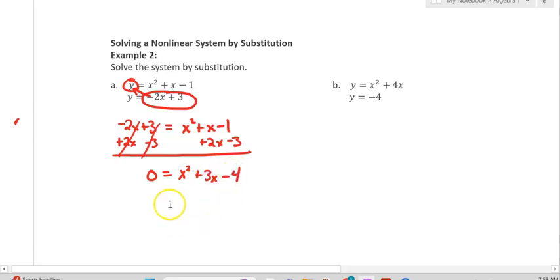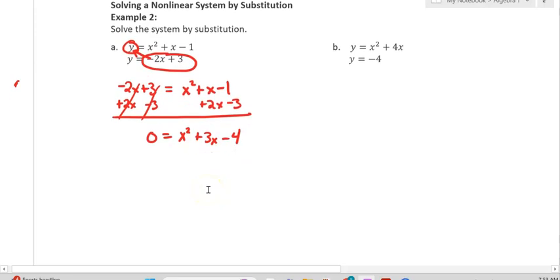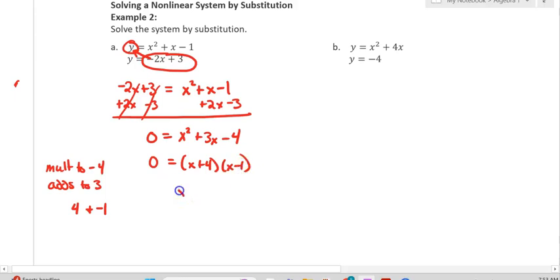All right, now this is a quadratic, so remember you can solve a quadratic in 5 different ways. On this one, it looks to me like it's going to factor well. So we ask what multiplies to negative 4 and adds to 3. And so that is going to be 4 and negative 1. So this will factor to x plus 4, x minus 1. And then you set each factor equal to 0. And you subtract the 4, and I get negative 4, and add the 1, and I get 1.